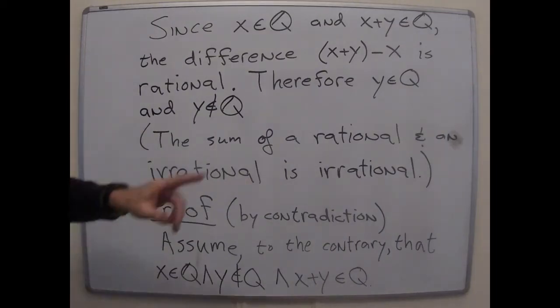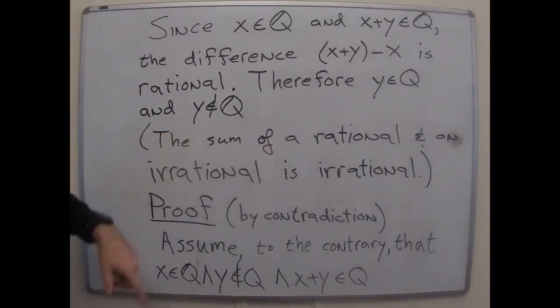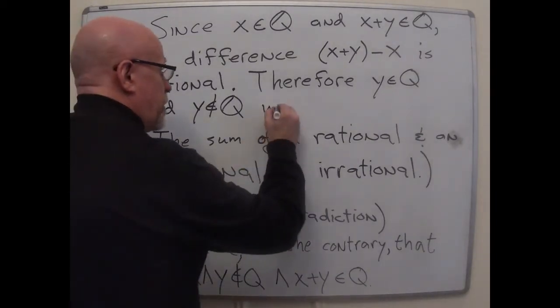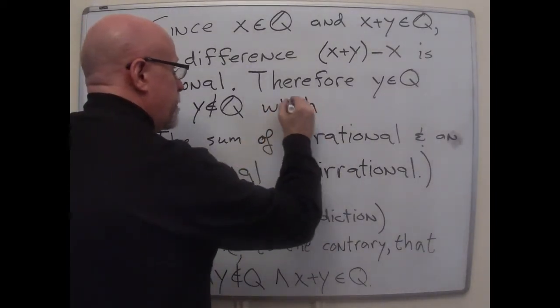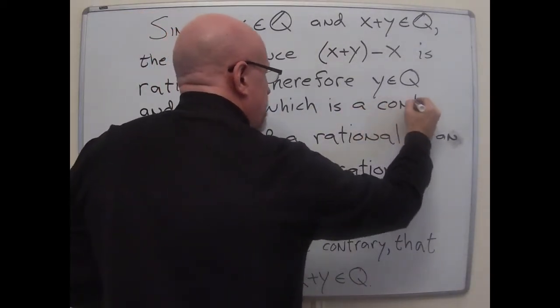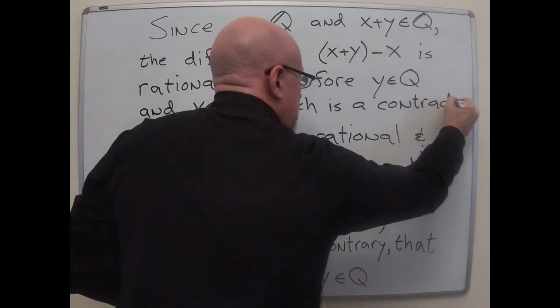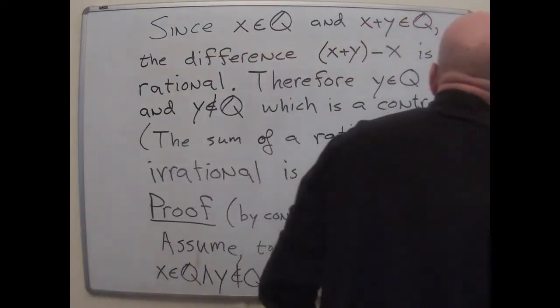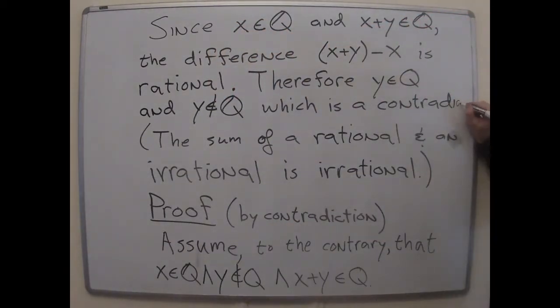Now that is a statement together with its exact negation. And that's what it means to be a contradiction. I don't know if I have room for the whole word contradiction here. I'm going to make it tinier until I fit it in.